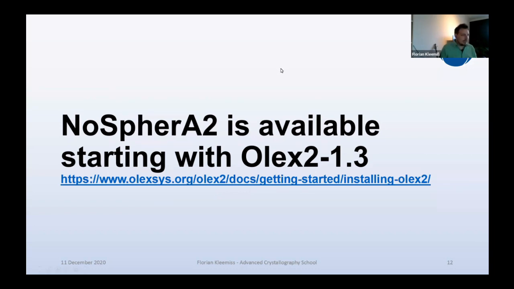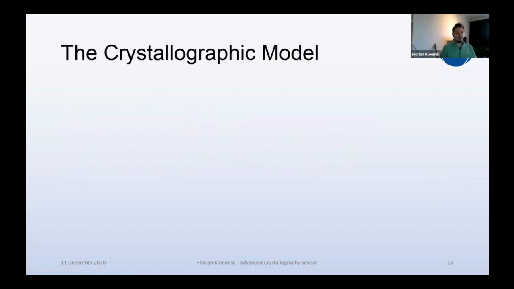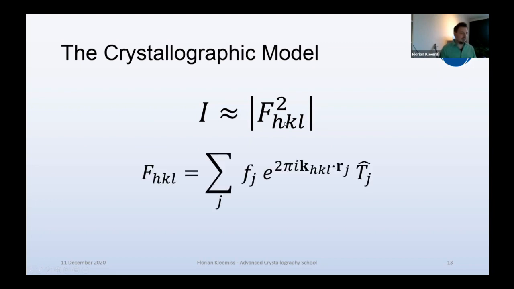NoSpherA2 basically aims at an improvement to the crystallographic model that we use in our everyday refinement techniques. That is, we usually are worried about the intensities that we measure and how to model them using our structure factors. And the structure factors are basically a calculation of atomic contributions going over all atoms j. That is composed in this way: we have an atomic form factor, and the positions of the atoms and the thermal motion. And in the normal refinement that you do, for example, if you used OLEX 2 so far, you use the refinement of atomic positions and the ADPs that are optimized in a way to achieve best agreement between the measured intensities and your model form factors.